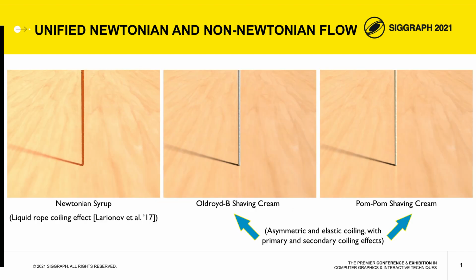Here we show the classic liquid rope coiling effect of a Newtonian syrup, which requires accurate treatment of velocity and pressure boundary conditions. For non-Newtonian liquids, such as shaving cream, which we simulated with both the Oldroyd-B and extended POM-POM models, our method can generate asymmetric and elastic coiling, with primary and secondary coiling effects.